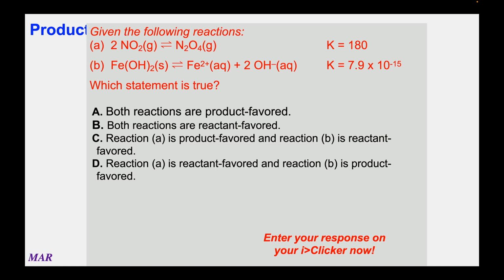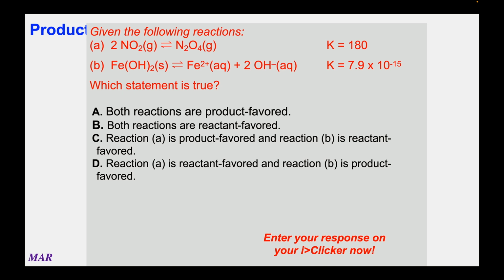In this question, we have two equilibria. Two NO2s are in equilibrium with N2O4, and K is 180. The second reaction is iron(II) hydroxide as a solid in equilibrium with iron(II) plus and 2 hydroxides. It wants us to say which statement is true. The first option says both reactions are product favored. Well, for the first one, a K of 180 is certainly greater than 1, so that's going to be product favored. But the second one is certainly not. That K is much less than 1. That's very reactant favored. So that's not going to fly.